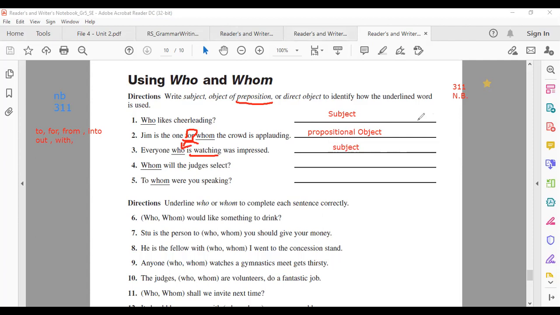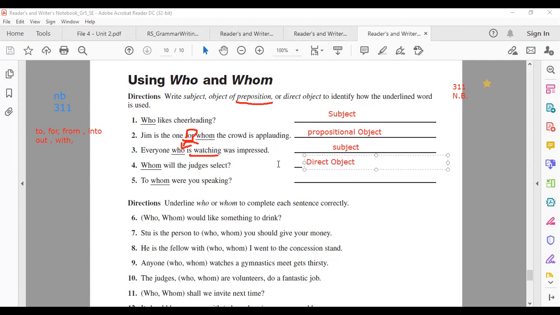I want to do number 4. Me, Amal. Maria, number 4 for you. Whom will the judges select? Subject. Whom. Direct object. Yes, it's object. So is it a direct object or a prepositional object? Direct object. Excellent. Why?